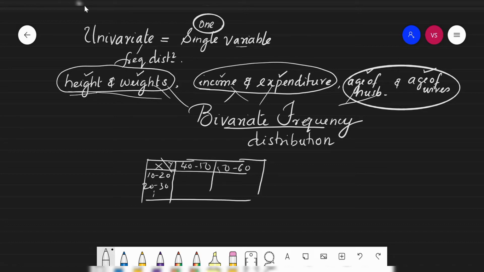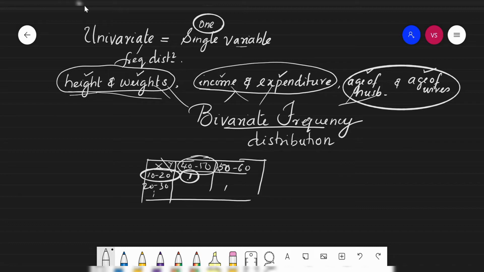And we need to find the data. When the data is given to us, the data which lies between 40 and 50 and 10 and 20, we need to put a tally here. So for data which is between 50 to 60 and 20 to 30, we need to put a tally like that. So we need to form this kind of table and then find the frequency distribution.